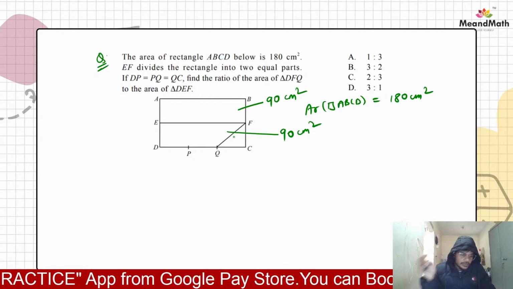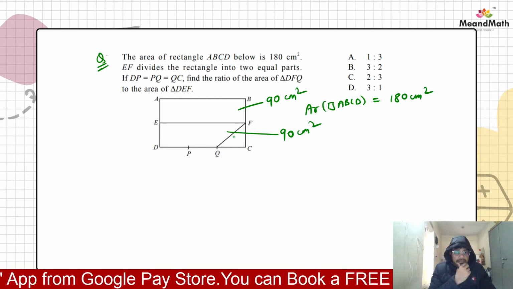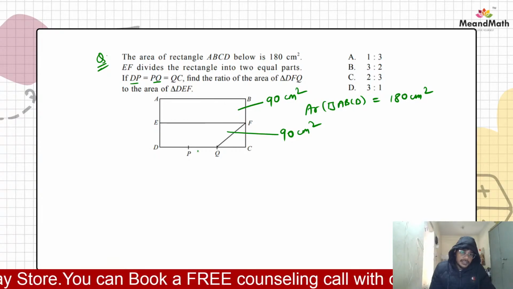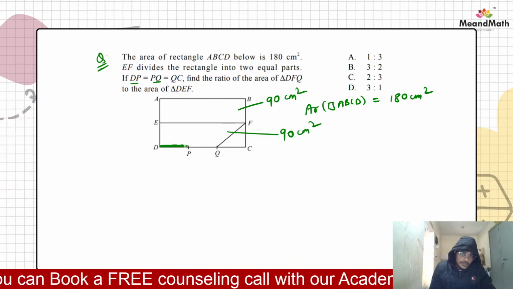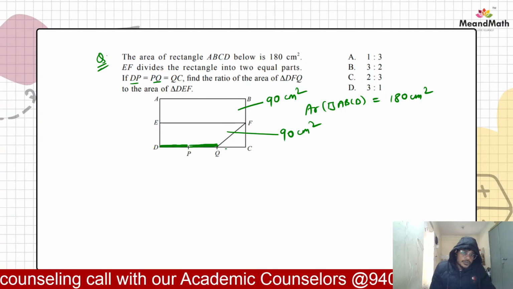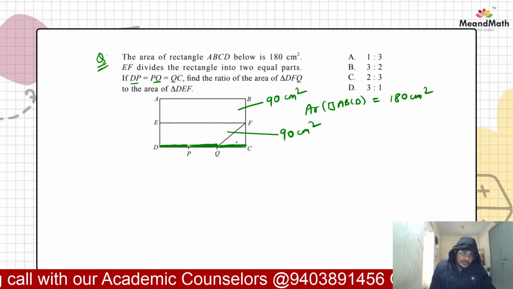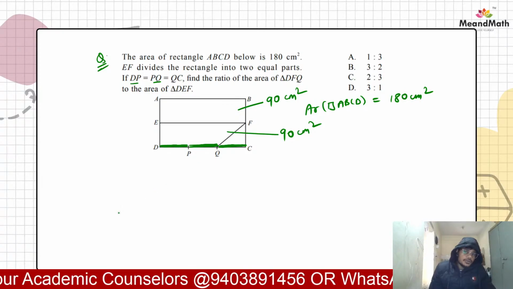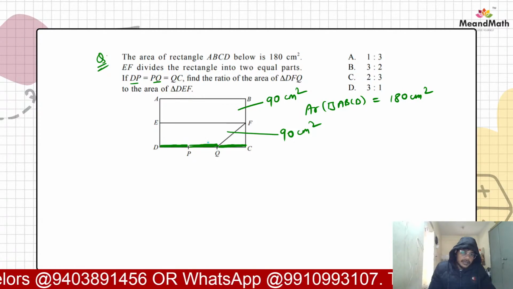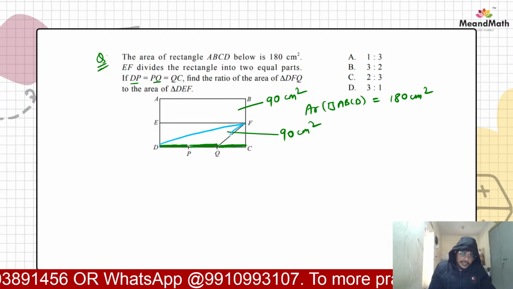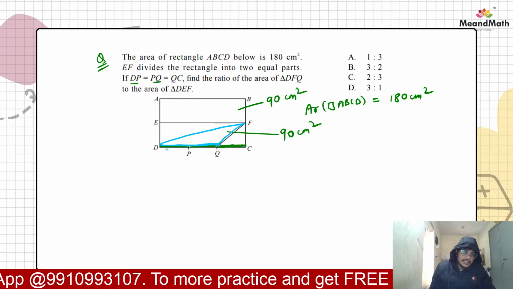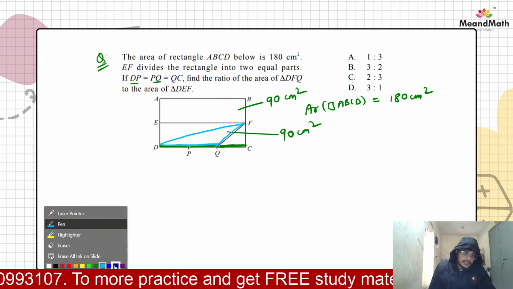If you don't have any doubt, then we'll move to the next part of this question. It says that if DP is equal to PQ, where is DP? Here. This DP is equal to PQ, they both are equal. And PQ is equal to QC, right? Find the ratio of the area of triangle DFQ, where is triangle DFQ? Here. That's this area. And the other one is the area of triangle DEF.